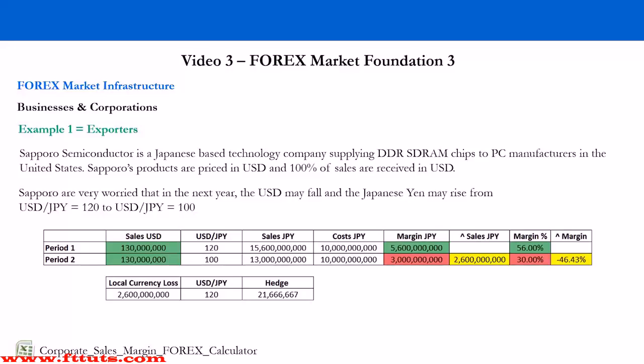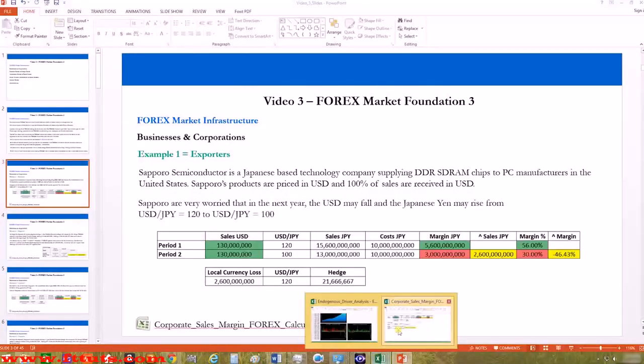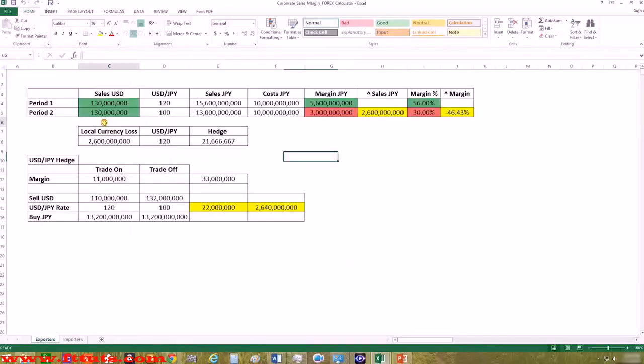We've got an Excel spreadsheet in the download section of the video. If you open the file Corporate Sales Margin Forex Calculator, you're going to find these numbers here. So this is what the case study actually looks like. Why don't we open this up and just go through the cells, and it's pretty easy to follow.